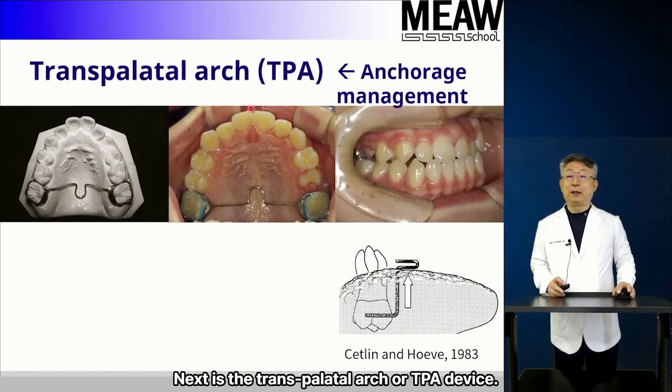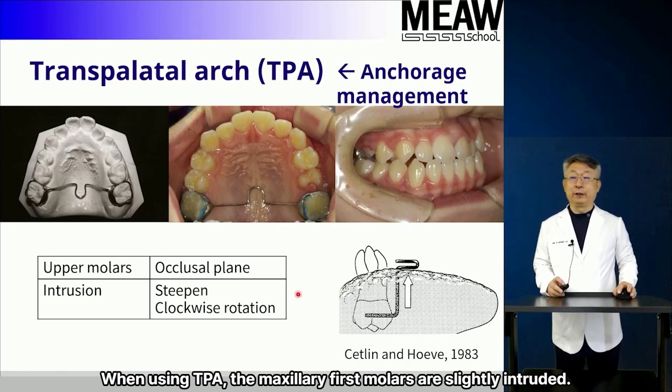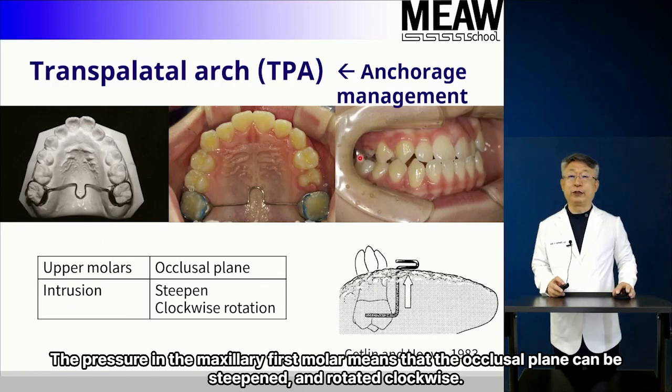Next is the transpalatal arch, or TPA, device. This is a device mainly used to reinforce anchorage. When using a TPA, the maxillary first molars are slightly intruded. The pressure on the maxillary first molar means that the occlusal plane can be steepened and rotated clockwise.